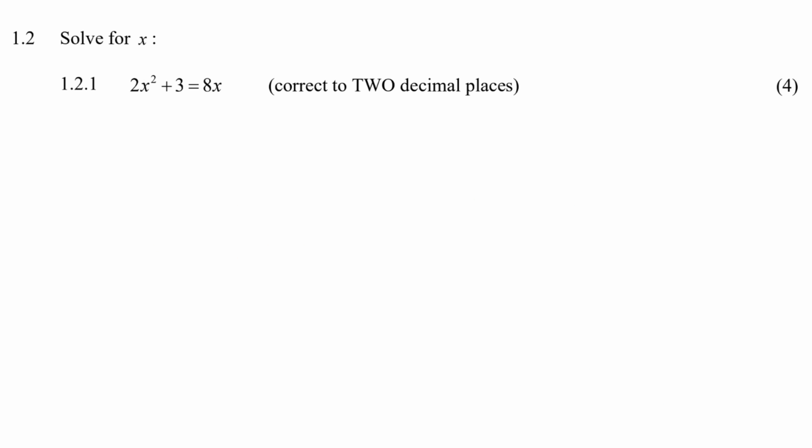Okay, here they want us to solve for x. So they're saying correct to 2 decimal places. So that automatically means we're just going to use the quadratic formula. And so there we have the quadratic formula. And so just remember that we first need to rearrange this to make one of the sides have a 0. So I'm going to bring that 8x over like that. Now remember that the number in front of the x squared, that is your a. The thing in front of the x, that is your b. And then the other number is the c.